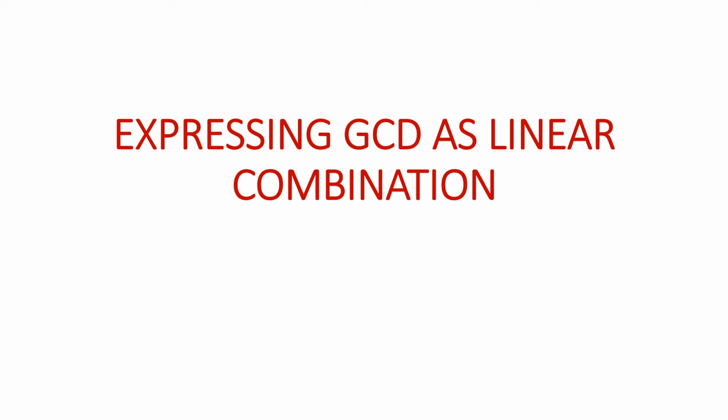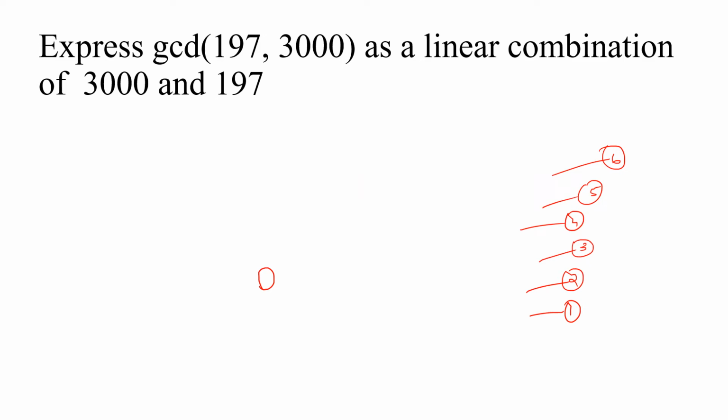Dear students, in this video lecture we are going to discuss how we can express GCD as a linear combination of the given numbers. See, the question is: express GCD of 197 and 3000 as a linear combination of 3000 and 197. So we have to find the GCD first, that is GCD of 3000 and 197. Here we can assign A as 3000 and B as 197.